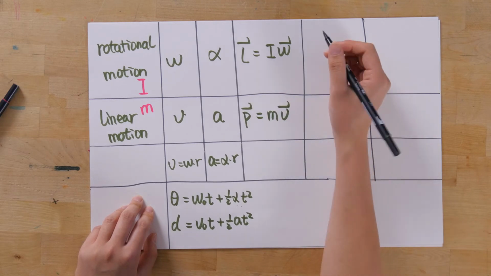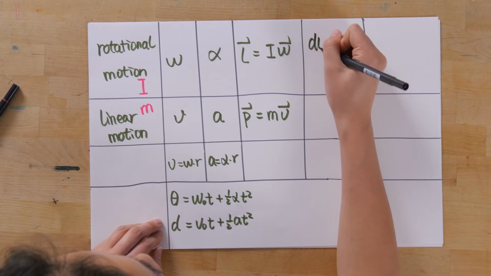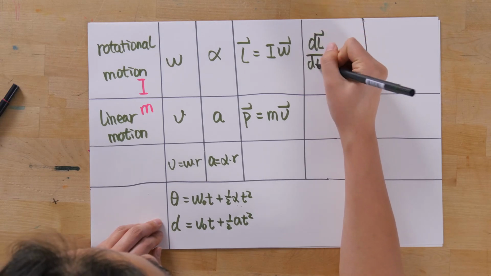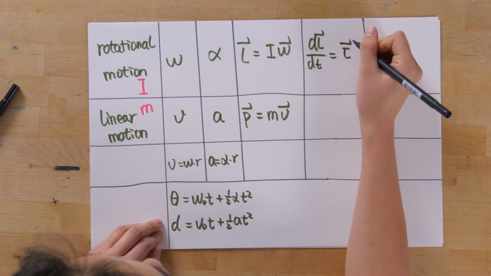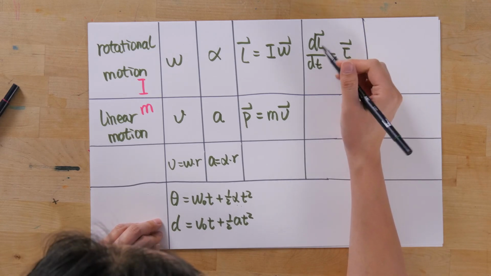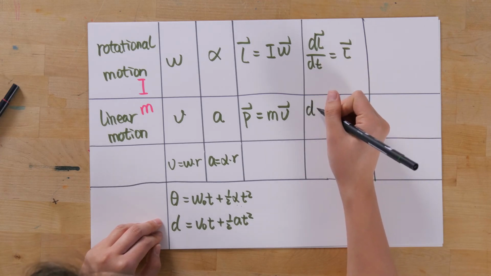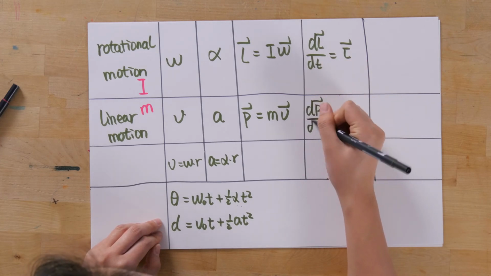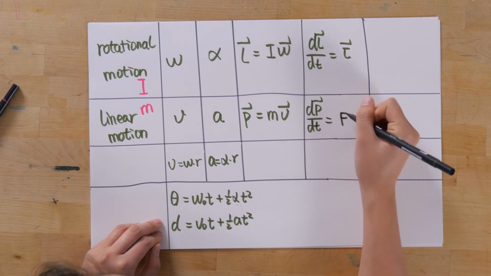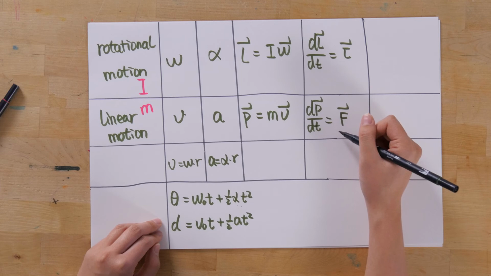What is the change of the momentum? dL/dt, we have torque. So torque is the reason why angular momentum is changing. For linear momentum, net force is the reason why the linear momentum is changing.